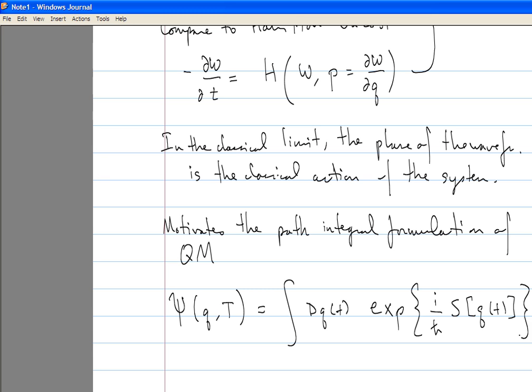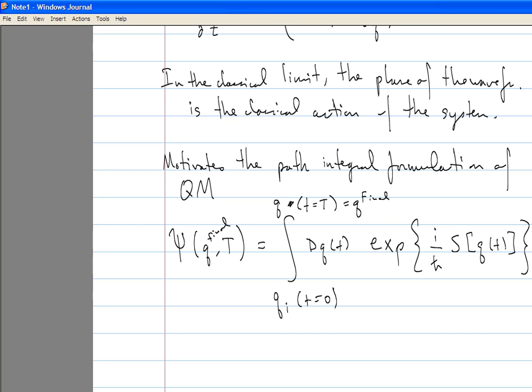And here, when I integrate, I'm integrating over all possible classical configurations that start at some initial value at, say, time t equals 0, and end at some final value, let's call it Q final, at time t equals capital T. And this gives us an alternate formulation of quantum mechanics.